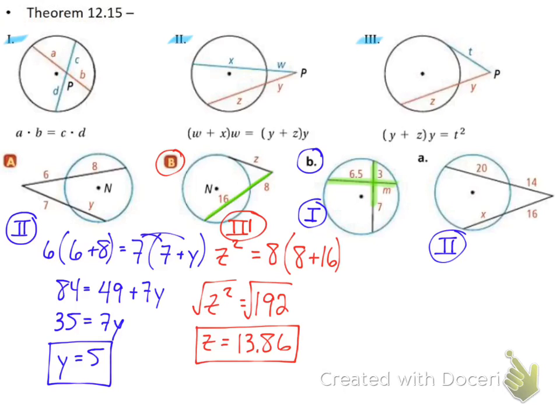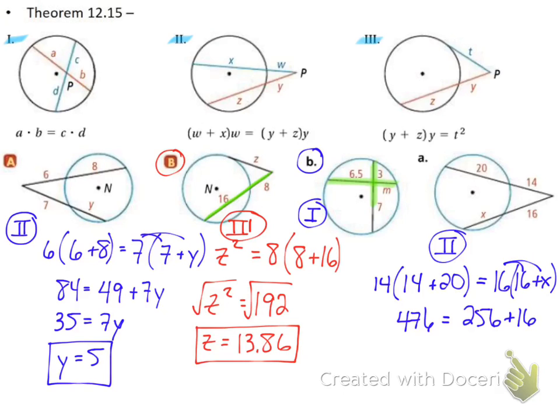So when I write my equations, it's going to be 14 times 14 plus 20 is equal to 16 parentheses 16 plus x. So on the left-hand side, I get 476 is equal to, when I distribute this 16, I get 256 plus 16x. When I subtract the 256 to the other side, I get 220 is equal to 16x. Divide by 16, and I get x is equal to 13.75.